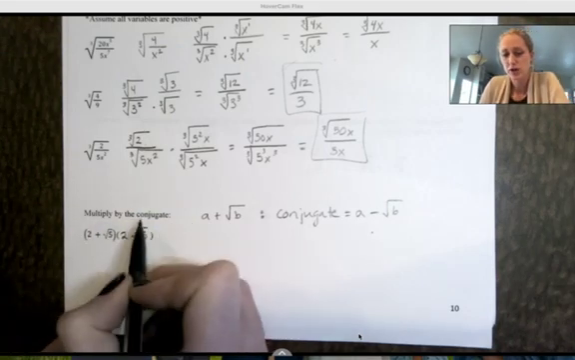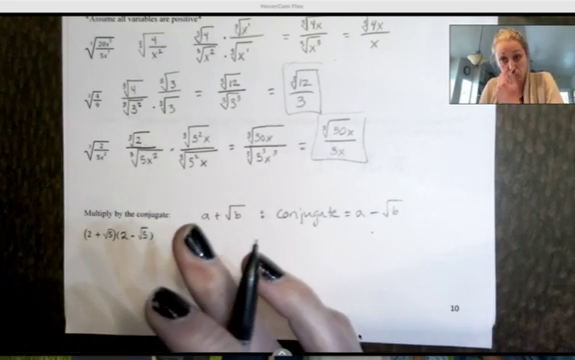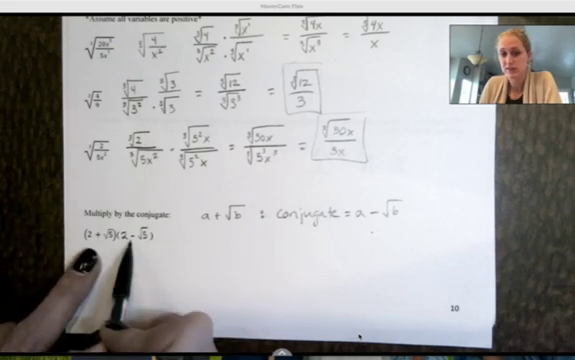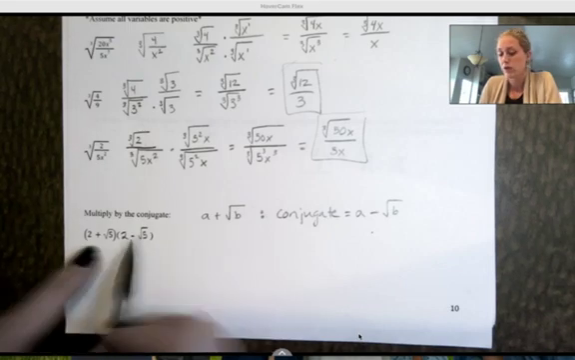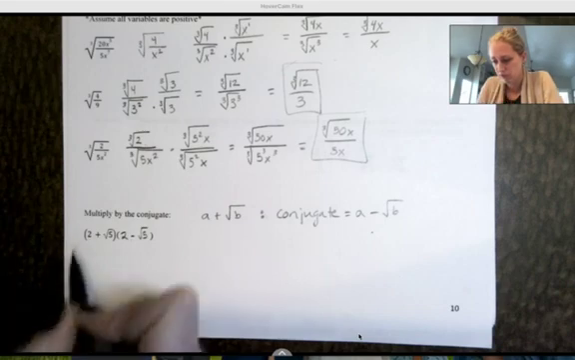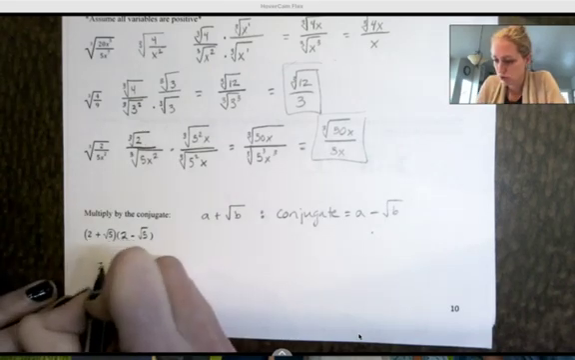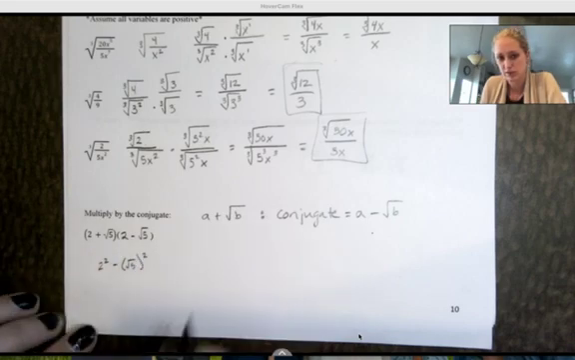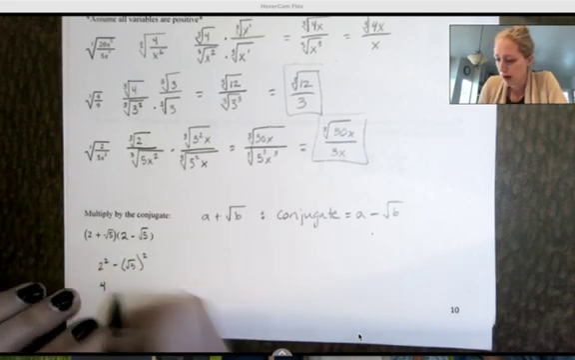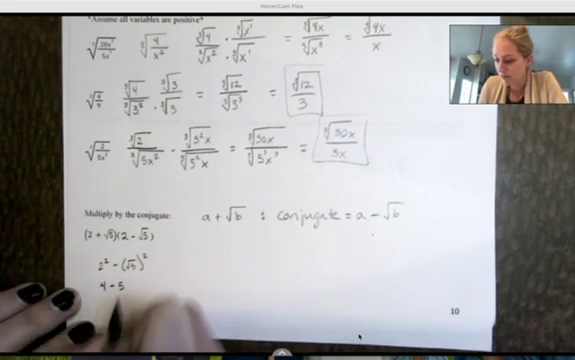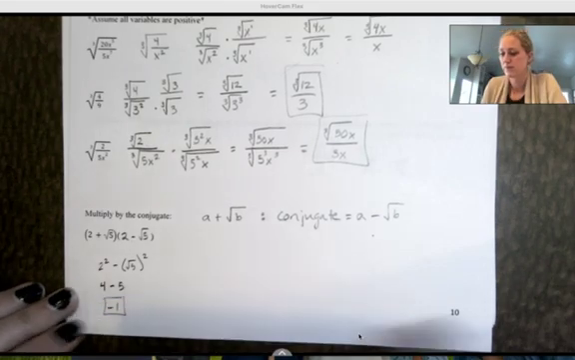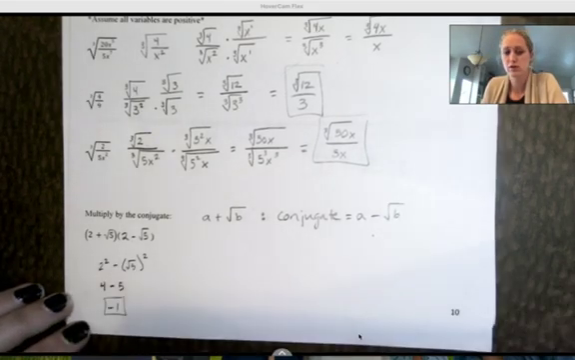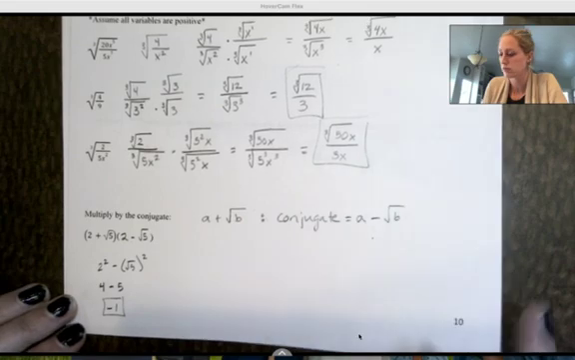And then I can distribute, but you might actually recognize this is difference of squares. So it's like putting back together the difference of squares. So it's really going to be 2 squared minus root 5 squared is what it's going to end up being. So it's going to be 4 minus 5 or -1. Okay? You can distribute the long way too. You're going to end up at that same spot.